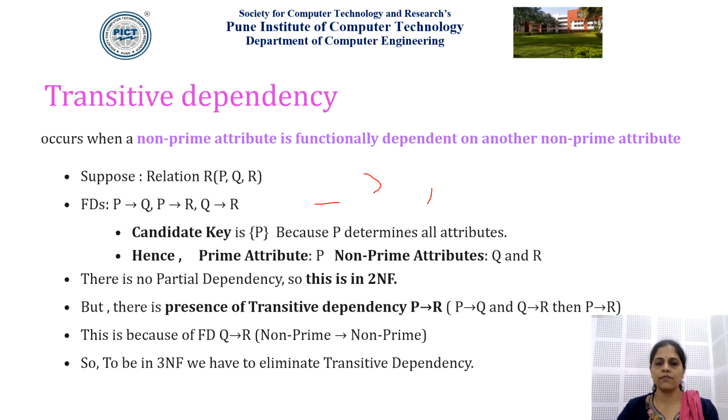According to 3NF, the relation has to be first in 2NF. So yes, this relation is in 2NF because there is no partial dependency. But there is a presence of a transitive dependency. How? Because P arrow R, P functionally determines R. Because we have P arrow Q and Q arrow R, R is transitively dependent on P. Because of this functional dependency Q arrow R, this transitive dependency is there in this relation. So we have to eliminate this Q arrow R to be in 3NF.